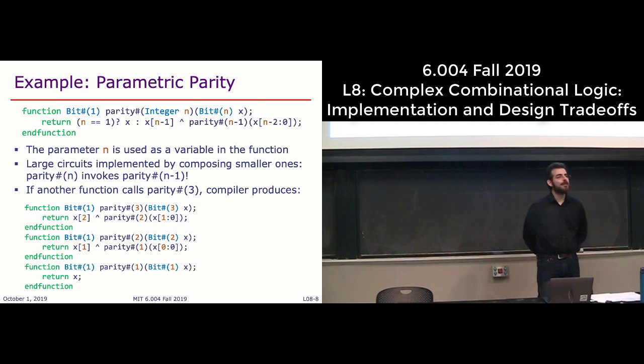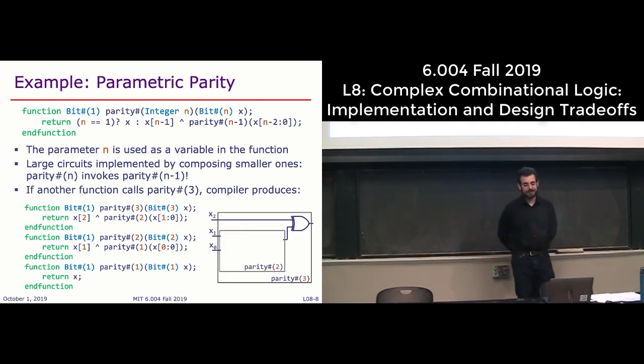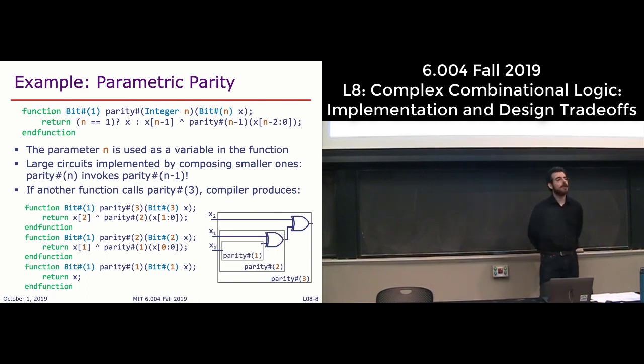What hardware does this map to? Well, parity of 3 is an XOR gate that takes x of 2 and then instantiates parity of 2. What is parity of 2? Well, it's another XOR gate. It calls parity of 1, so it inlines parity of 1. And what is parity of 1? It's a wire, right? Okay. Any questions?